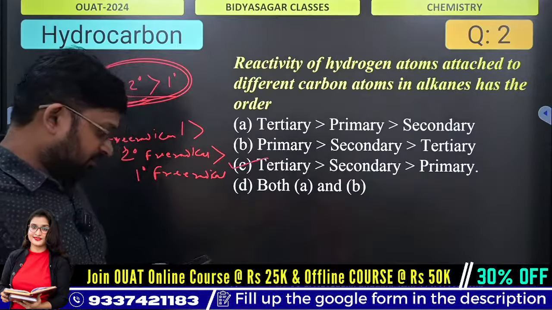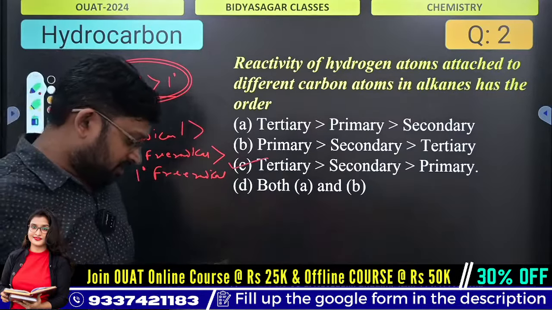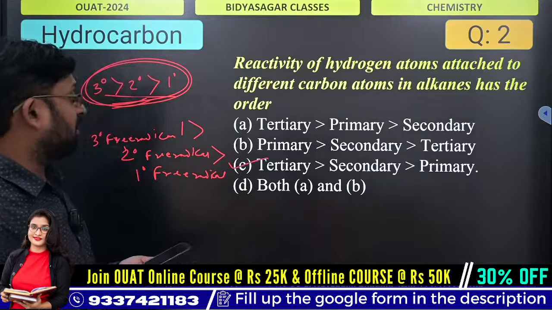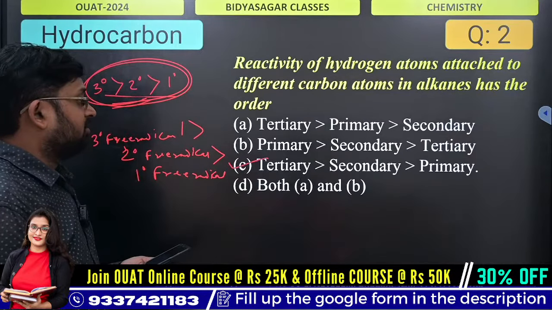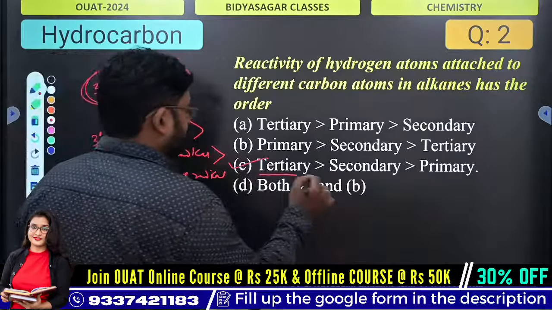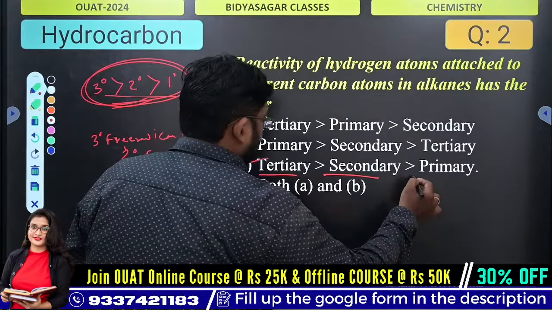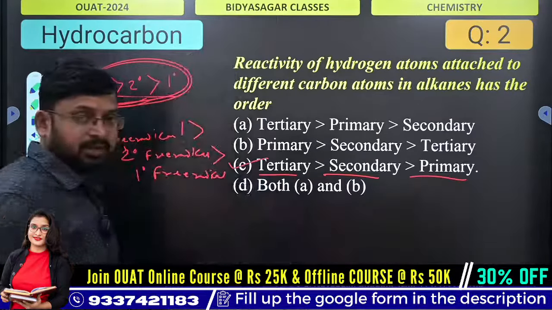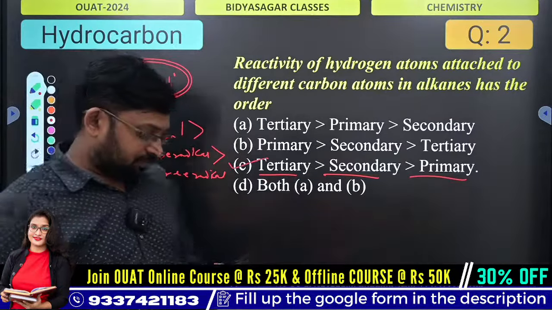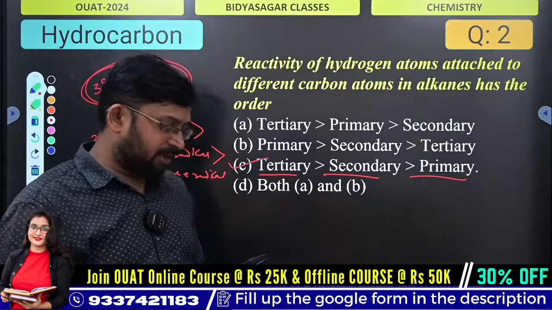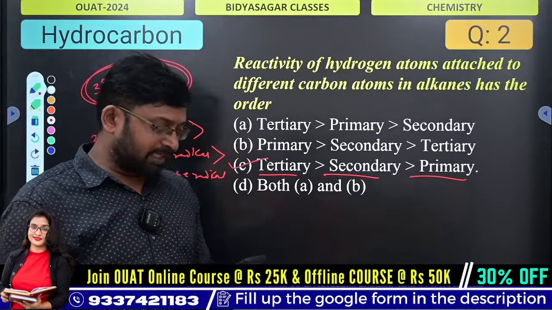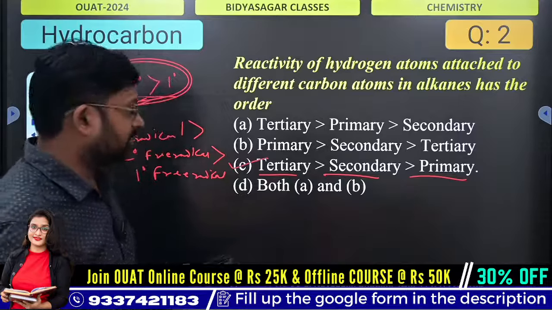Okay, fine. So the reactivity order would be like this. Tertiary would be more reactive than secondary. Secondary would be more reactive than primary. Option C is the correct answer. Everybody is getting it? Okay. We'll move to the next slide.